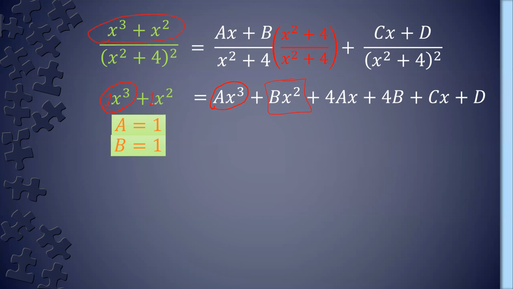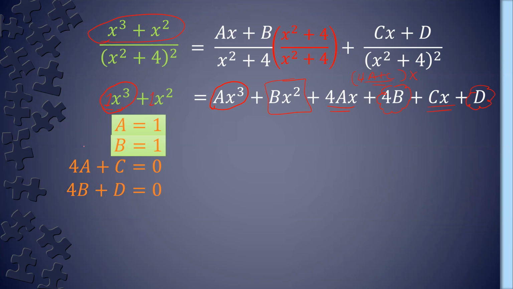Now, how many x's are there? There's no x's on the left, but on the right, we have 4ax plus cx, right? Which factors out to be 4a plus c times x, right? So 4a plus c will have to equal 0, okay? And then the constant 4b plus d will have to be 0 as well, because there's no constant on the left-hand side. So you'll have 4b plus d equal to 0, right?